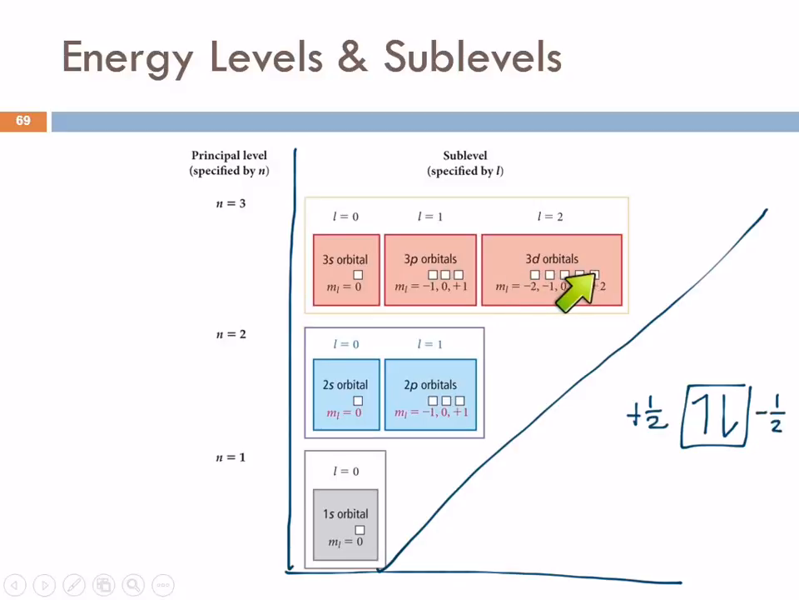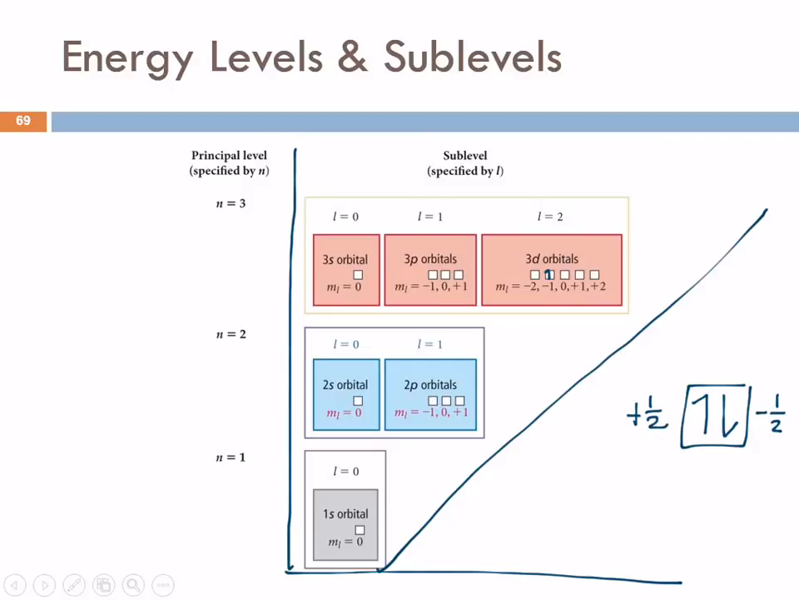If this guy's sleeping with his head up, that's positive, so this guy's plus 1/2, and this guy's minus 1/2. Each of these beds is labeled. So if we had an electron sleeping in this bed, we could identify where he is. n equals 3, he's on the 3rd floor. l equals 2, and 2 corresponds to D. He's in the D room, and he's in the -1 bed, and he's sleeping right side up. He's plus 1/2. Every electron in an atom has its own set of 4 quantum numbers.